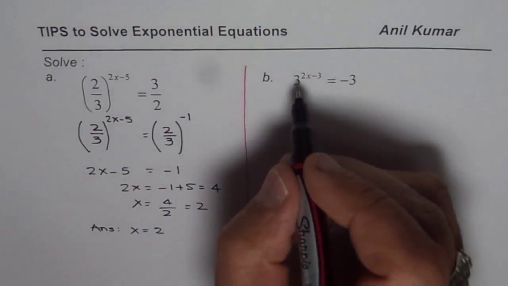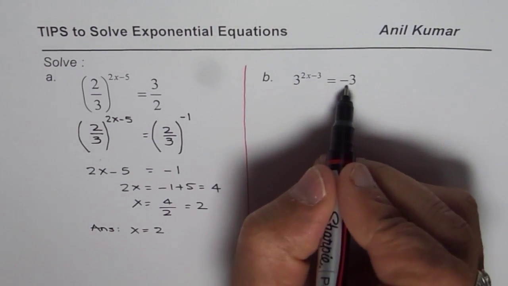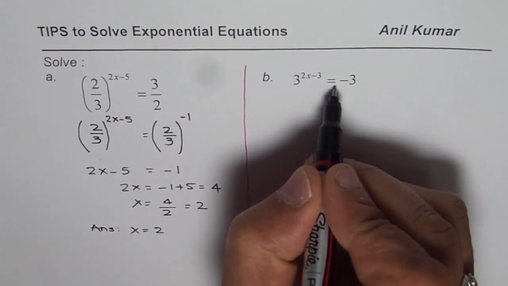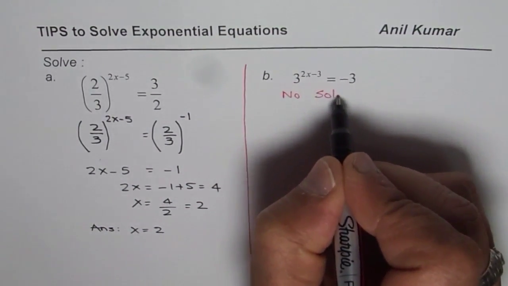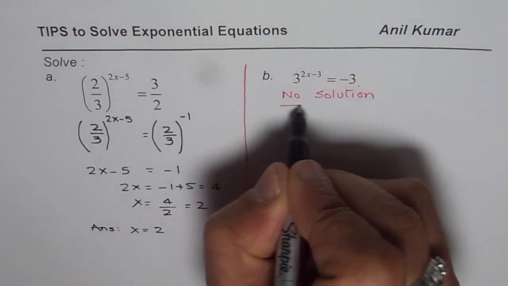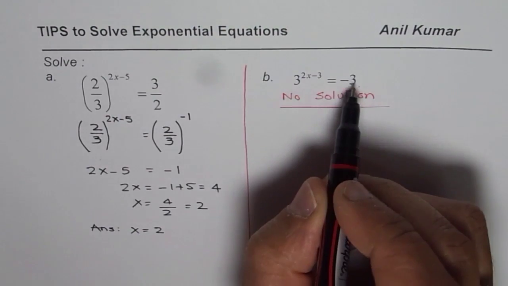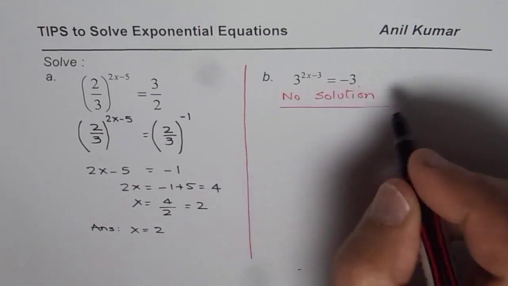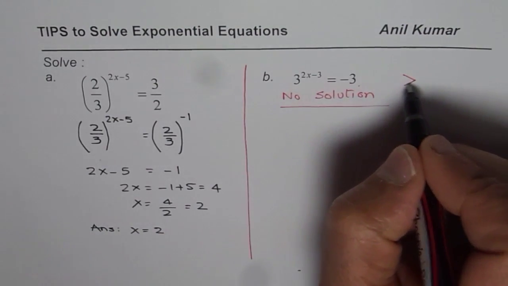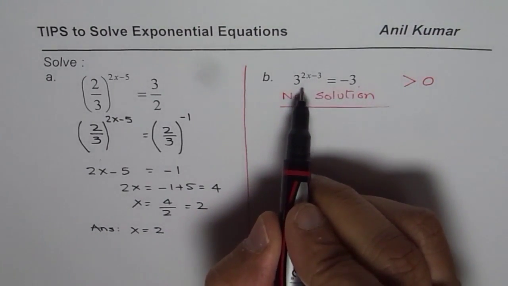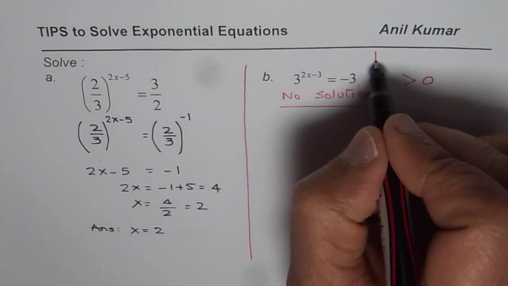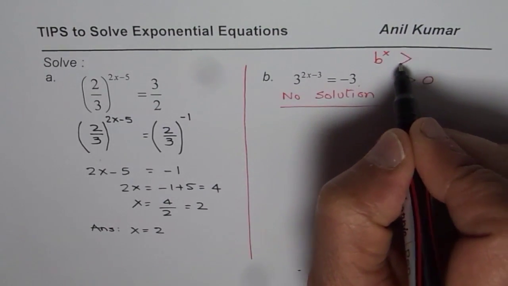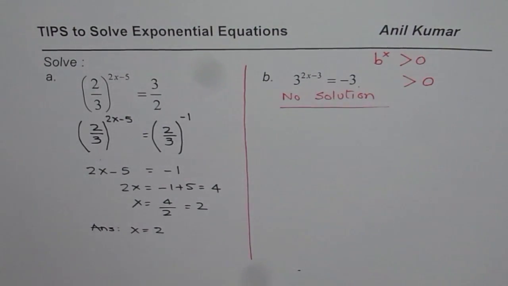It's kind of tricky. Exponential functions will always have positive values. 3 to the power of anything will result in a positive number, never negative. So there is no solution, right? For such a question, there is no solution. Exponential functions are always greater than 0, right? So that is important. For any exponential function, what I'm trying to say here is b to the power of x is always greater than 0. It is never negative, right? So therefore, part B has no solution, right?